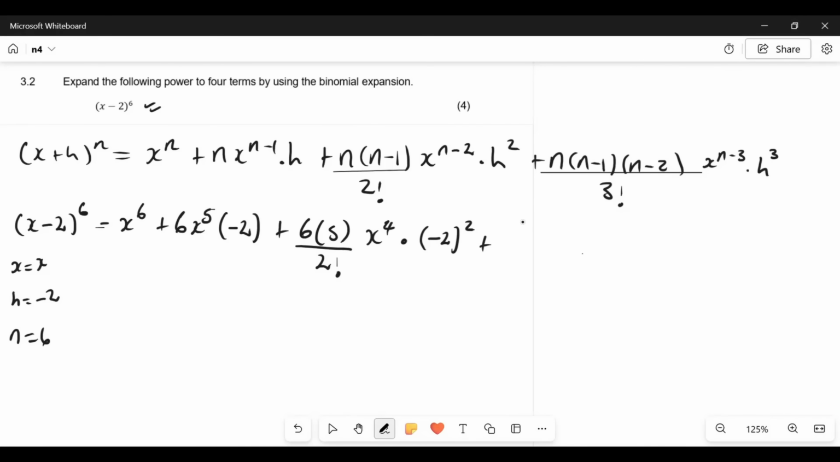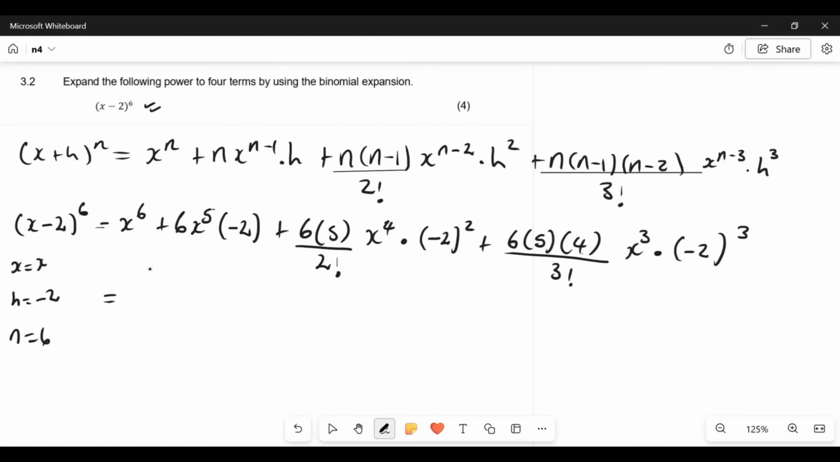Then we move to the last term, which is the fourth term. Now, the fourth term, we have n, which is 6. We have n minus 1. That is going to give us 6 minus 1. That is 5. And then we have n minus 2. That is 6 minus 2. That is going to give us 4. And then we divide by 3 factorial. Multiply by x to the power of n minus 3. 6 minus 3, that is going to give us 3. Multiplied by h to the power of 3, which is going to be negative 2 to the power of 3, like that. So from here, we start using our calculators.